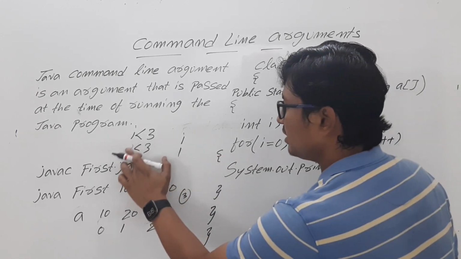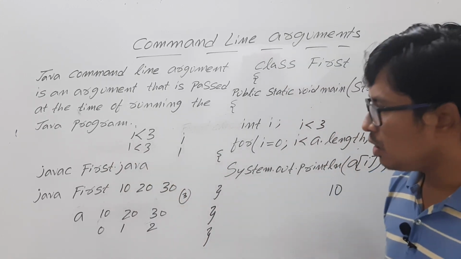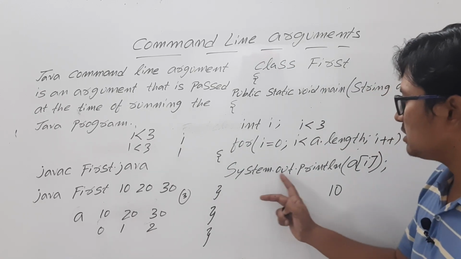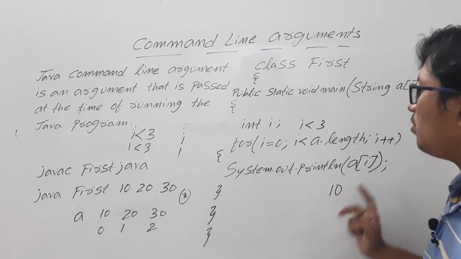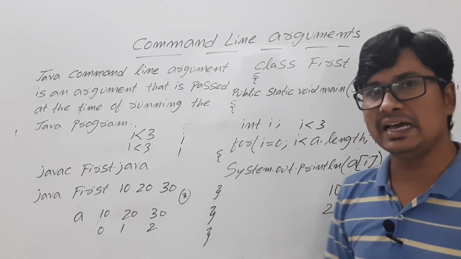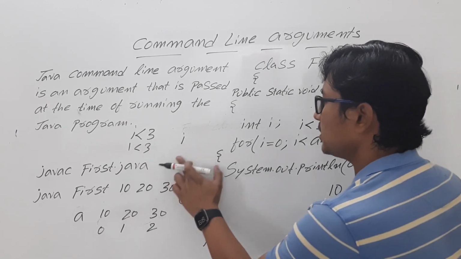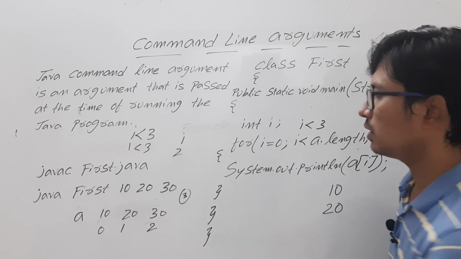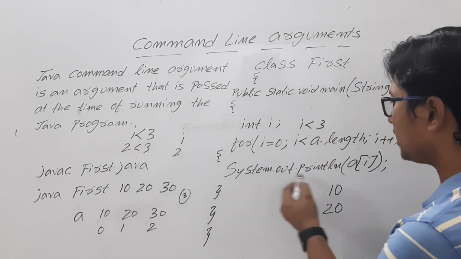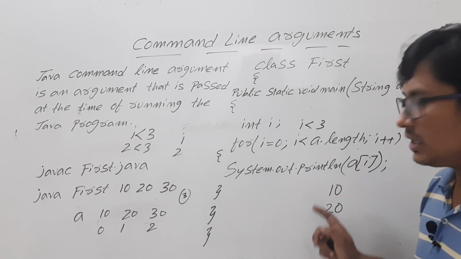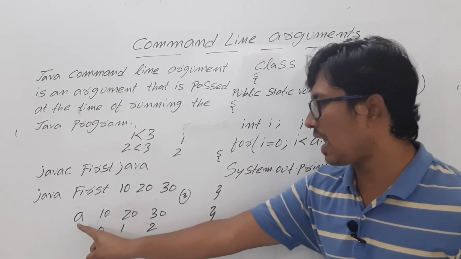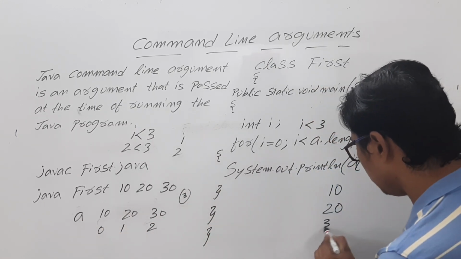And then you will verify the condition i less than 3, 1 less than 3. Again the condition is true, so the statement will be executed. System.out.println a of 1. At the index 1, what value is there? 20. That will be displayed as output. Then i plus plus, the i value will become 2. 2 less than 3, the condition is again true. As the condition is true, it will display system.out.println a of i, a of 2. At the index 2 in the array A, the value 30 is there, that will be displayed.